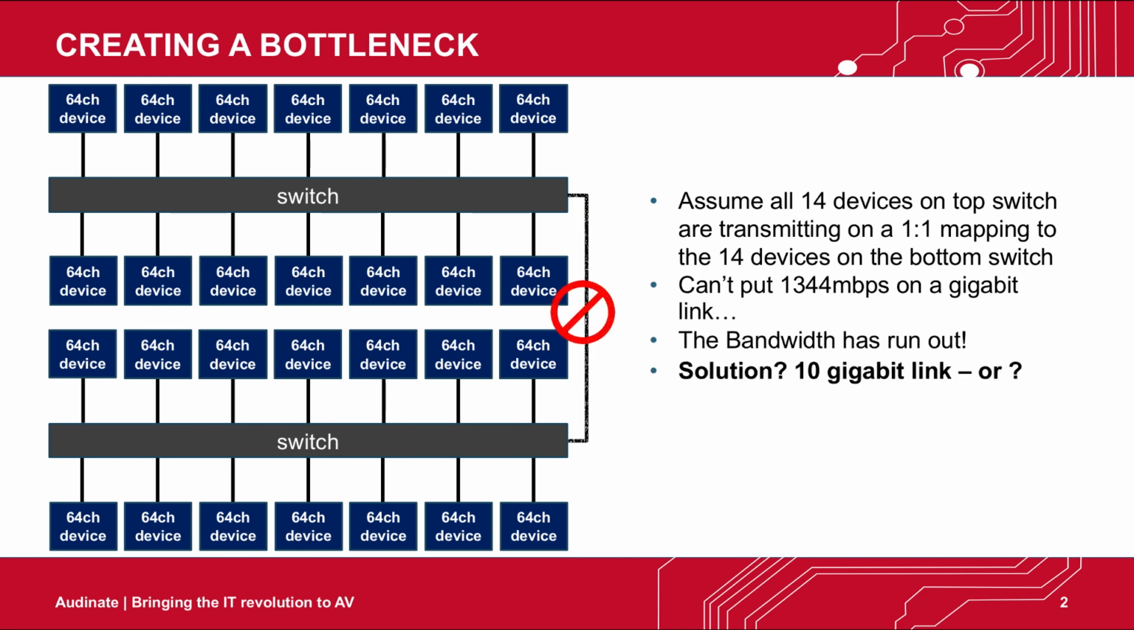One solution for this issue of bottleneck, as we've seen before, is using a 10 gigabit uplink between the two switches. Now, if that's not an option for you, luckily there are established methods for designing network topologies to help resolve such bottlenecks.